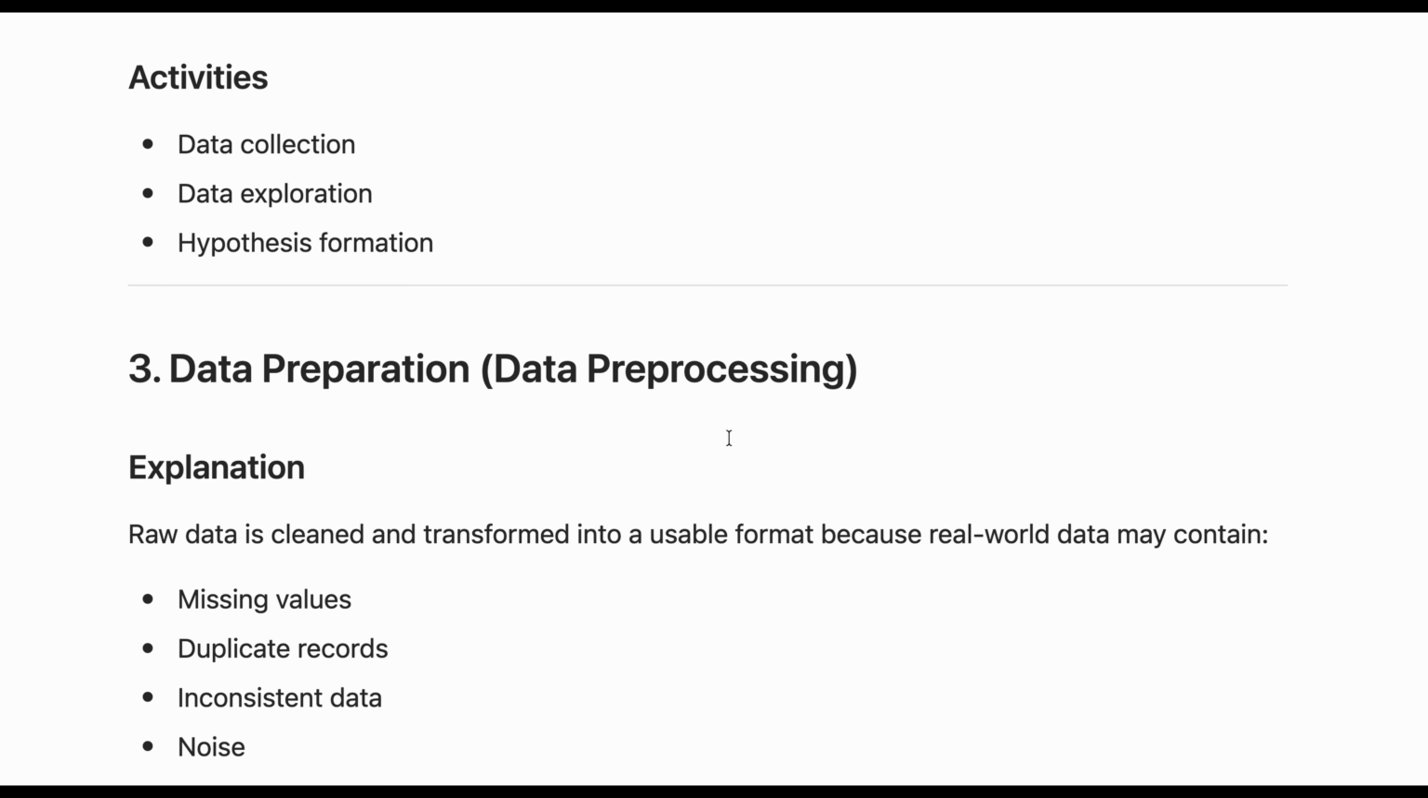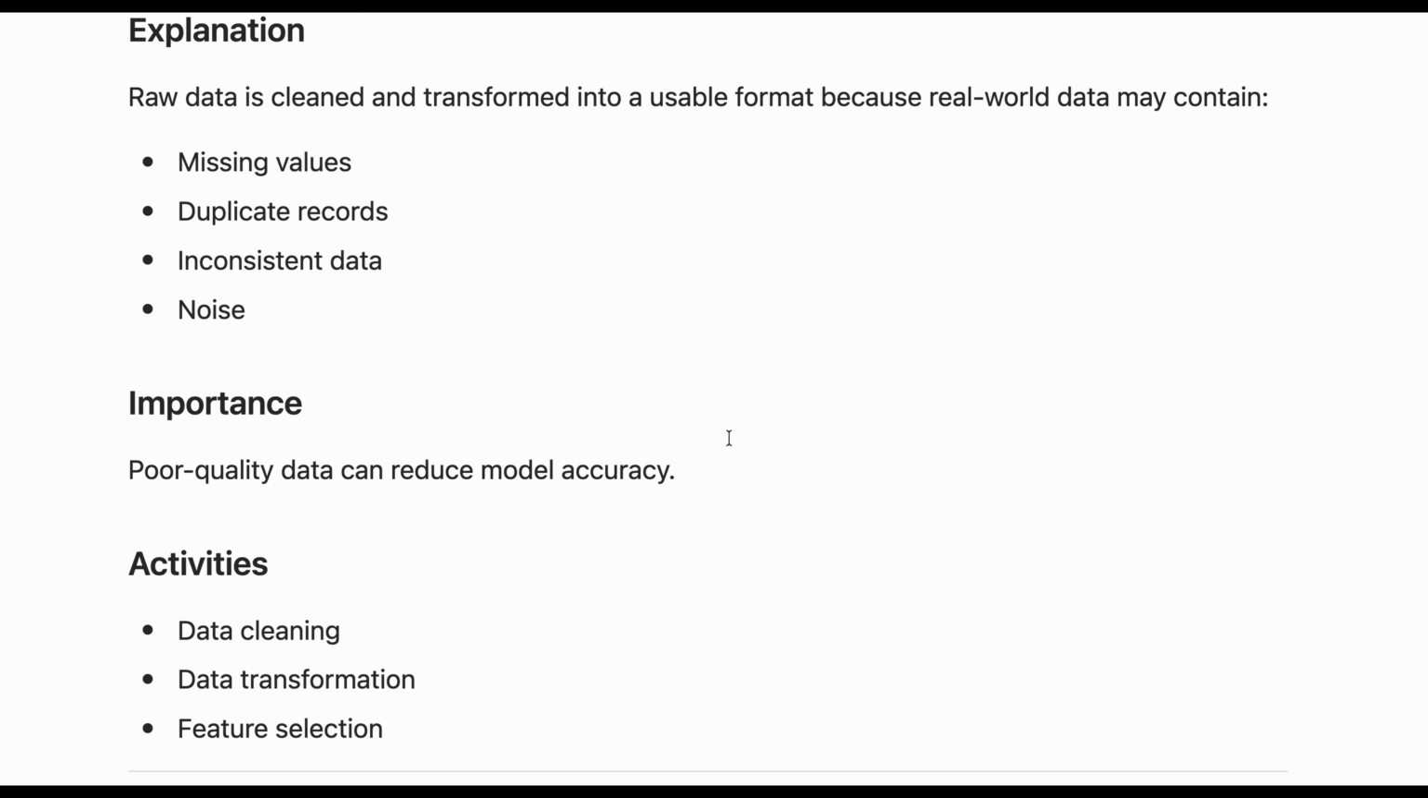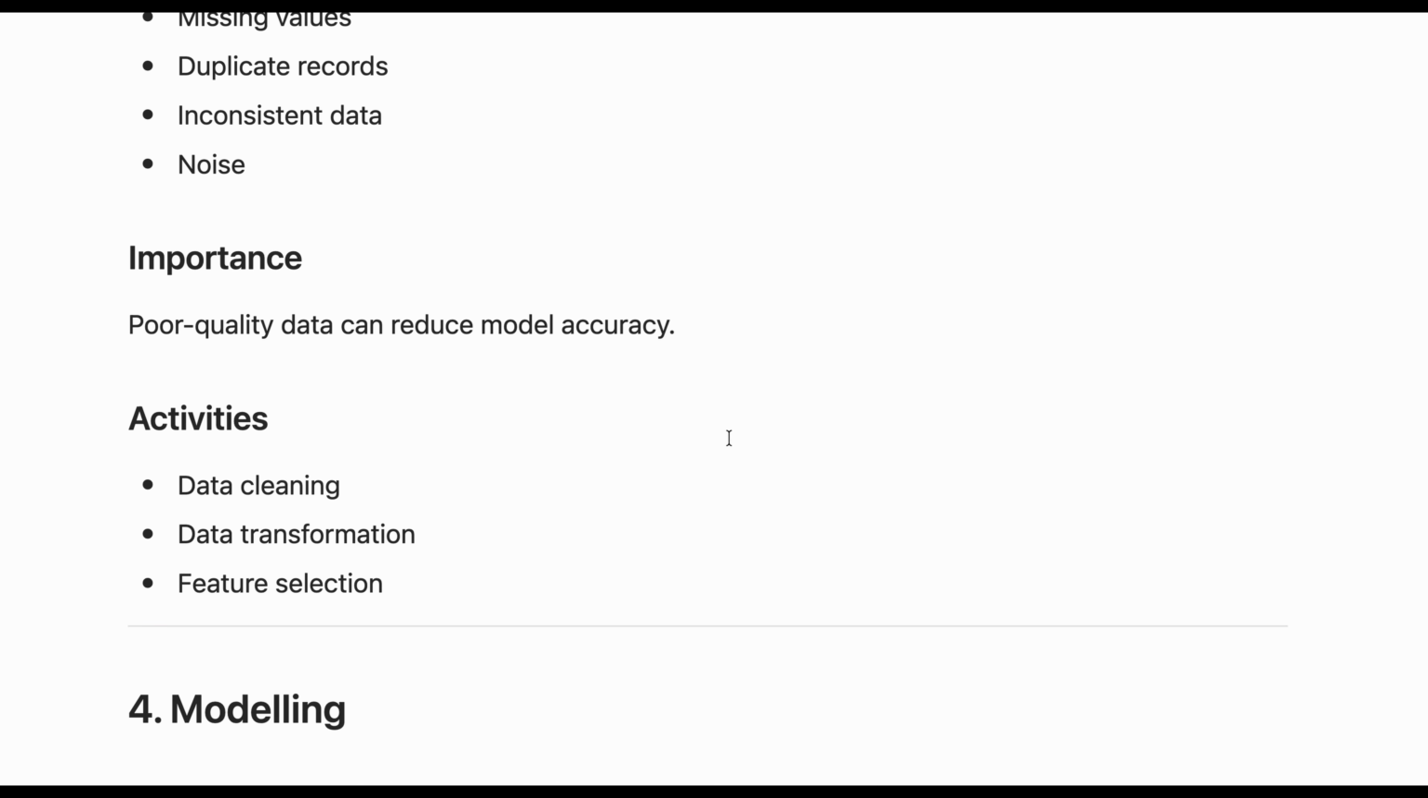Now move to the third one, which is data preparation, or data processing. This is one of the most time consuming stages in machine learning. Real world data is usually messy and incomplete. It contains missing values, duplicate records, inconsistent data, and noise. So before giving the data to the machine learning algorithm, the data must be cleaned and transformed into a proper format. The main activities are data cleaning, data transformation, and feature selection. Good quality data improves model accuracy, while poor quality data gives poor results. This is why data processing is extremely important.